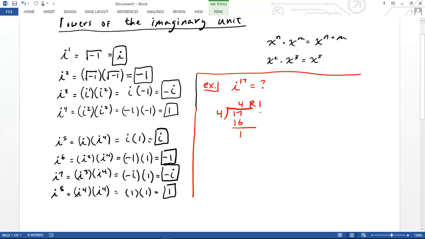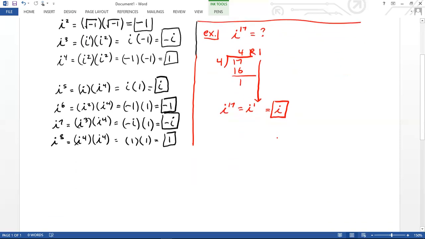So the new exponent on i is going to be 1. Whatever the remainder is, that's your new exponent on i. So i to the 17th, what we started with, is the same as i to the first power. And we said i to the first power is just i. So that's your answer. For all of these, you take the exponent and you divide by 4.